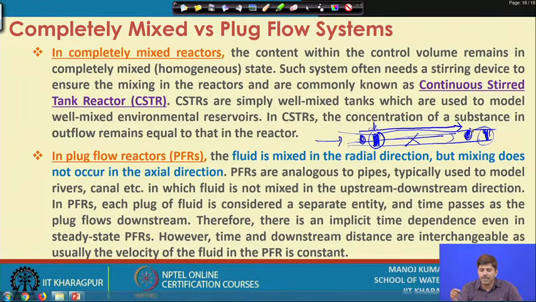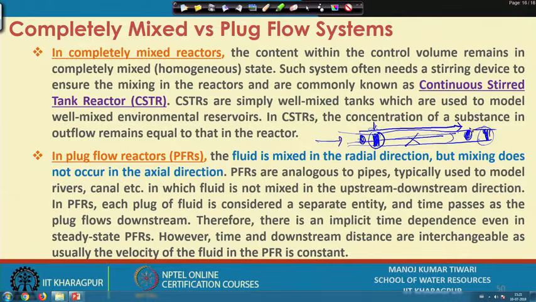So, this is a kind of pipe flow system as it happens in pipes, and it can be used to model rivers and canals, etc. In rivers we often see that upstream river water and downstream river water will not mix. The water upstream of a city and the water downstream of a city, where let us say pollutants are being discharged, could be drastically different, could be very different.